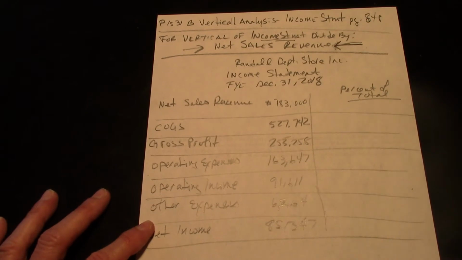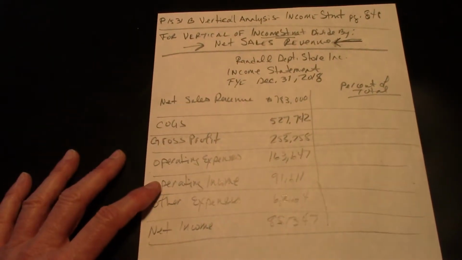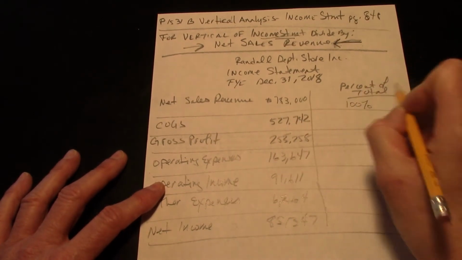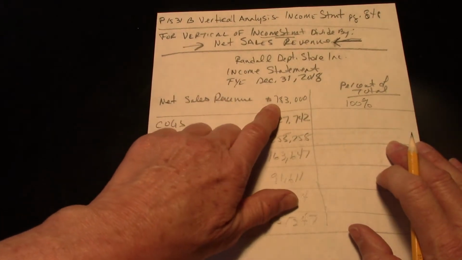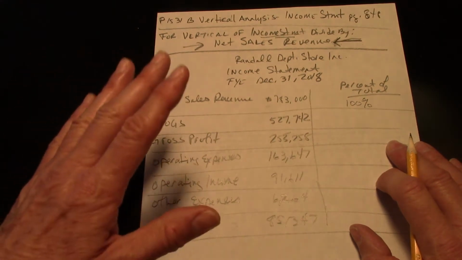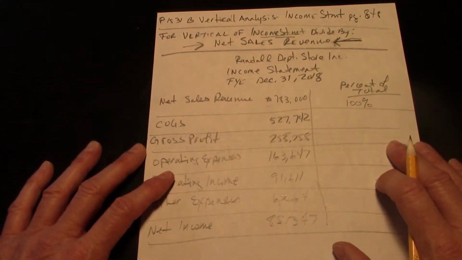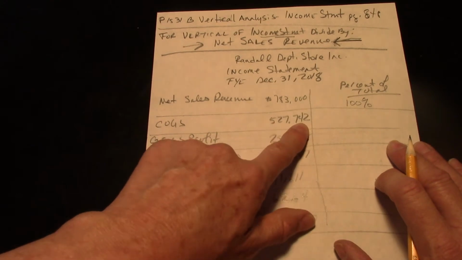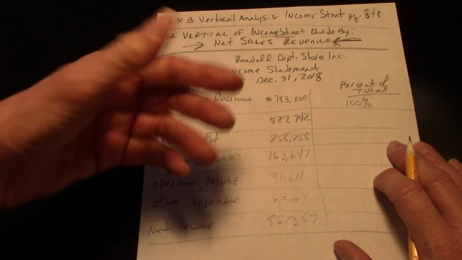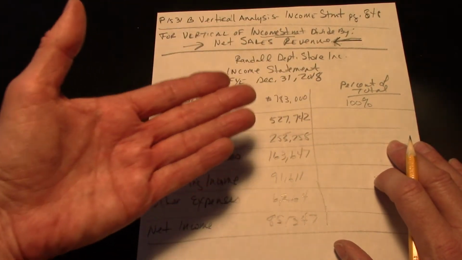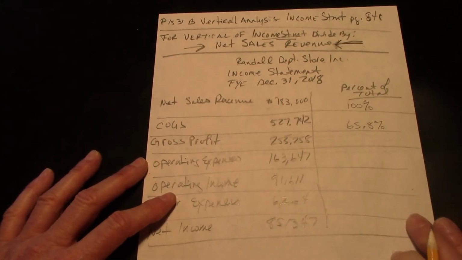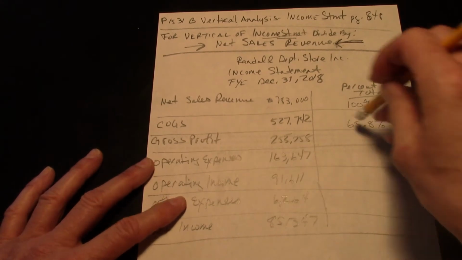So I've just recopied these numbers here. Net sales revenue divided by net sales revenue is 100%. If you put that in your calculator, 783 divided by 783 is going to give you 1. Well, that's the same thing as 100%, so don't mess that up. 527.42 divided by 783,000 is going to give you, in your calculator, 0.658, but the percentage is 65.8%.